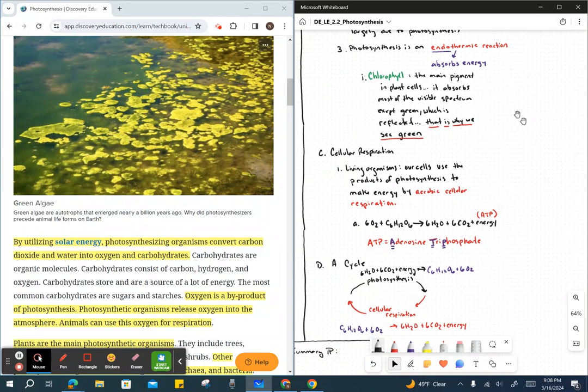So, number 3, photosynthesis is an endothermic reaction. Endo meaning to absorb energy. That makes sense, right? You are absorbing the sun's energy and you are locking it into chemical bonds. It's being absorbed. Okay. So how does that happen?